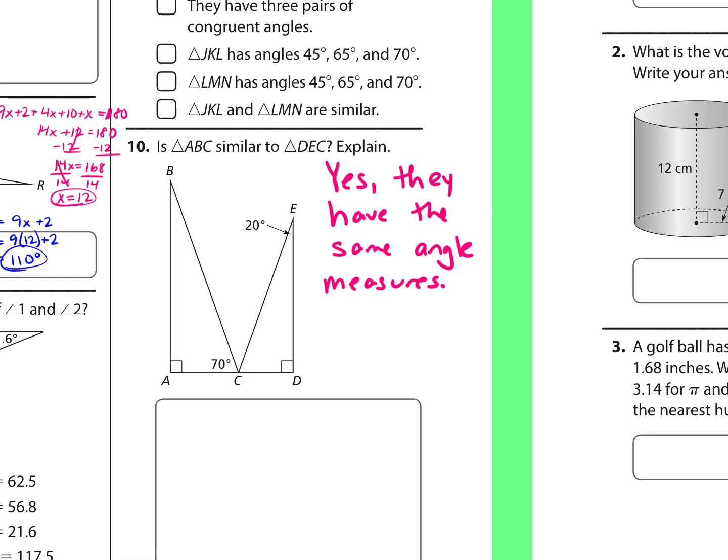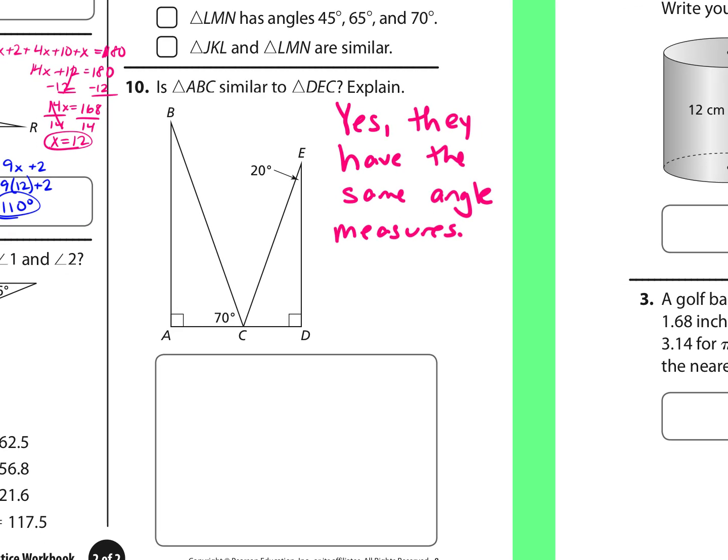Number 10, these are similar. We can find this pretty quickly. Angle E is 20 degrees and D is 90. So if we say 180 minus 20 minus 90, we get 70 degrees remaining for angle C here. And over here, we have 90 and 70. So 180 minus 90 minus 70 gives us 20 degrees once again for this angle. So we have 20, 90, and 70 degree angles for both of these triangles, so they are similar.